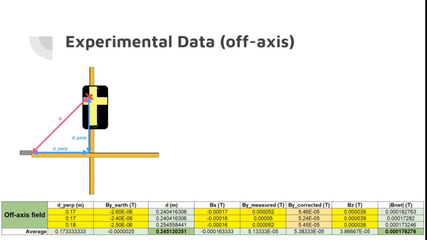The experimental data for the off-axis part of this experiment: we positioned the magnetometer of the phone a distance d perpendicular in the x and y direction, then measured the magnetic field using the magnetometer app, and corrected the y component by subtracting the magnitude of the Earth's magnetic field. And the average perpendicular distance in this case was 0.173 meters. And as you can see on screen as well, the average magnitude of the magnetic field was 1.736 times 10 to the negative fourth teslas.